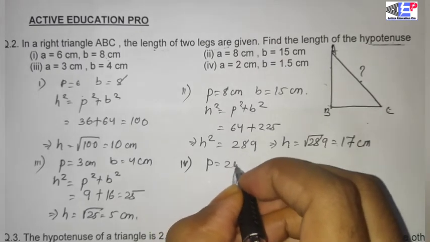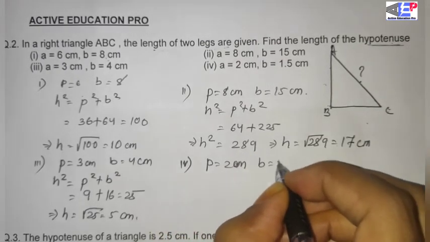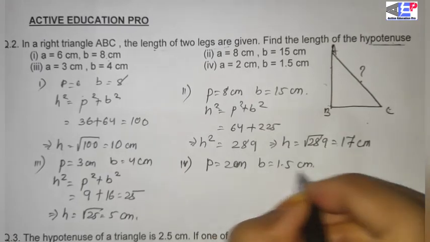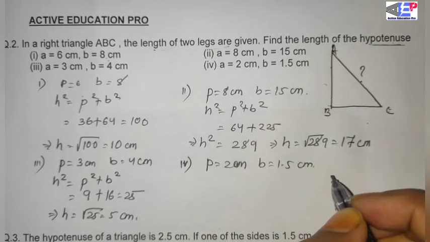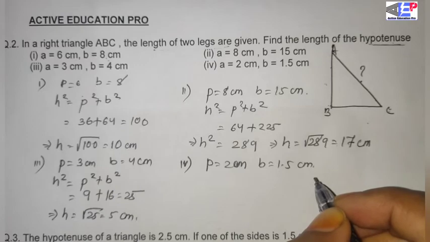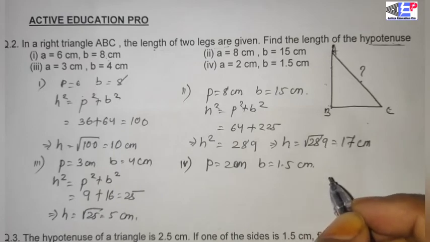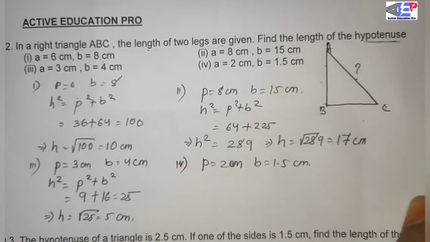Suppose here P is equal to 2 centimeter and B is equal to 1.5 centimeter. Look here, the base is a decimal length. 1.5 is a decimal point. It is not a complete whole number, 1.5. So be careful when the length comes in decimal numbers. You have to solve it carefully.